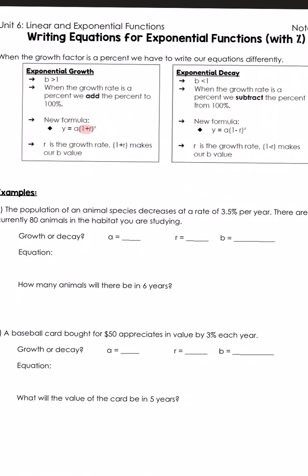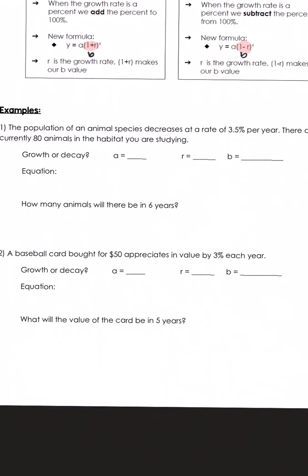If I have exponential decay, then I know things are decreasing. My b value should be less than 1. In this case, we subtract whatever our growth rate is from 100%. So now my formula looks like a times 1 minus r to the x power. And this stuff in parentheses is still my b value. We just have to do a little bit more work to find out what that b value is. So we're going to do 4 examples together, and then you have a ton to practice. So here's our first one.